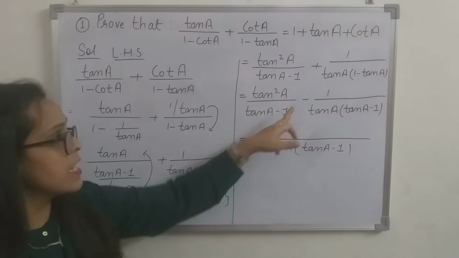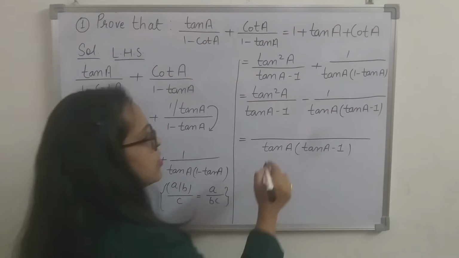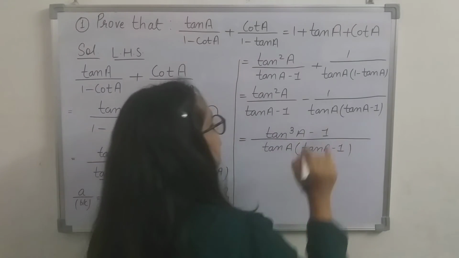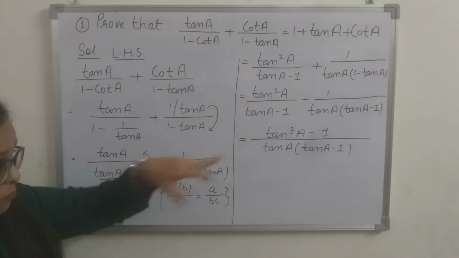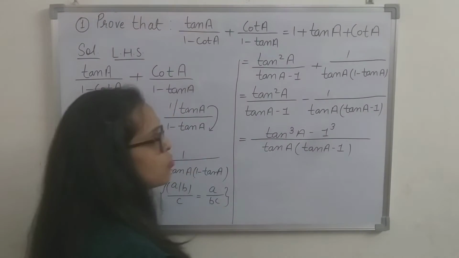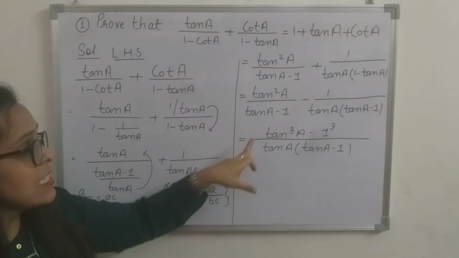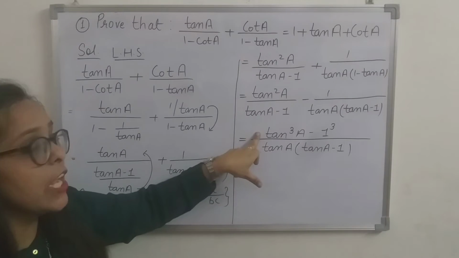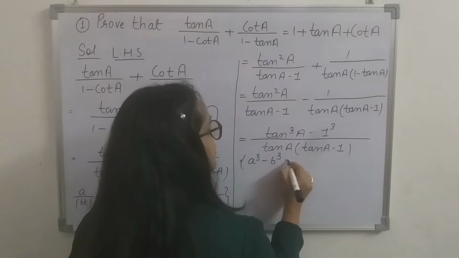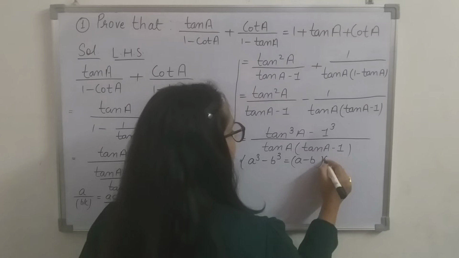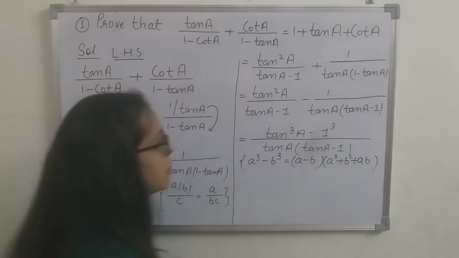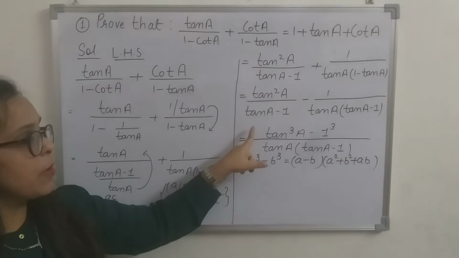Now see, this tan square A will get multiplied by tan A. So in this way we will get tan cube A, and here it will be simply 1. Okay, to make similar tan cube A, it can also be written as 1 cube. Okay, so here you can see that we can apply a property A cube minus B cube. What it is? A cube minus B cube is A minus B in bracket A square plus B square plus AB. Any issue with it? No. So we will apply this property over here.